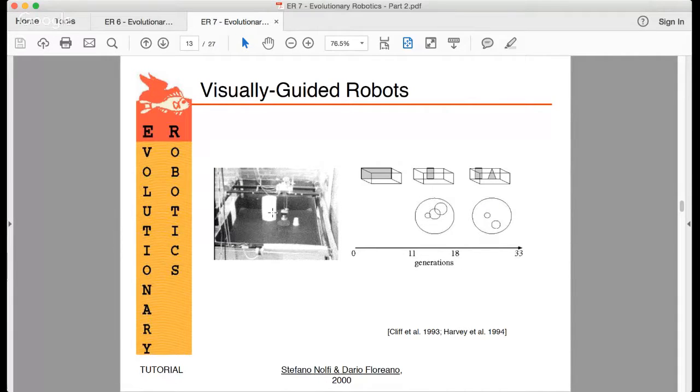Next, we have a technique that has been used by many researchers who studied the evolution of visually guided robots. In these experiments, they trained a specially designed robot called gantry robot. I don't know if you guys heard of it. To be honest with you, I've never heard of it. So they trained this gantry robot to visually discriminate between a triangular and a rectangular white shape on a black background.